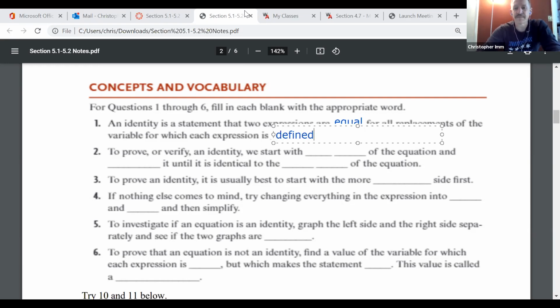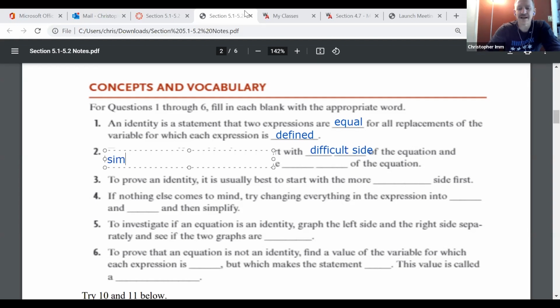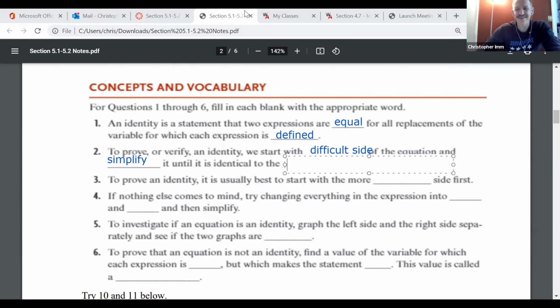To prove or verify an identity, we usually start with the blank side of the equation. Well, I would say more difficult side. But you could say left side of the equation and simplify it until it's identical to, I guess they were looking for the right side maybe, but I'm just going to say other side because that's what my strategies told me to do.